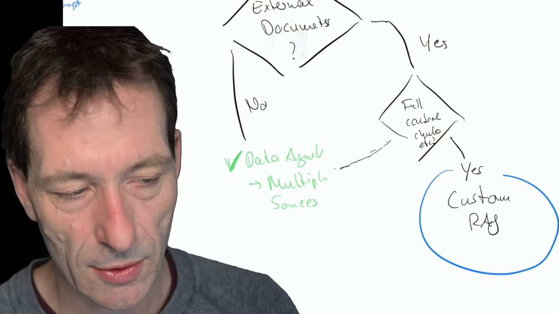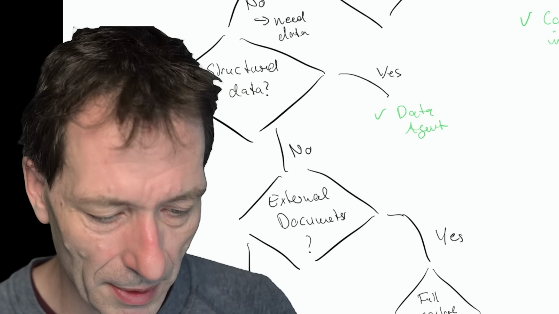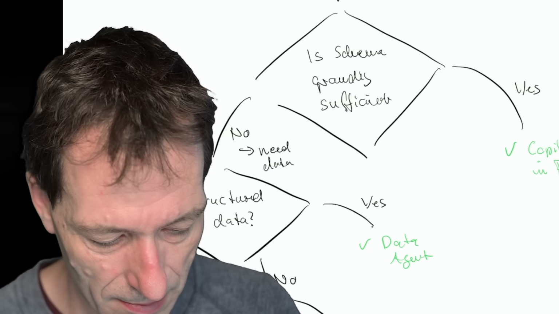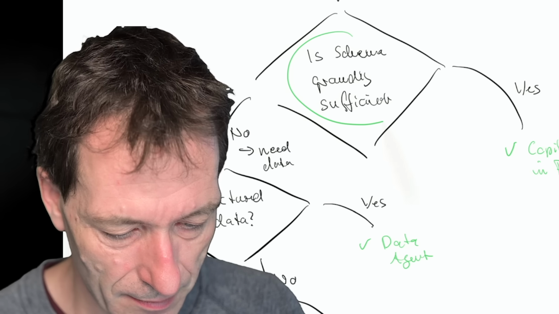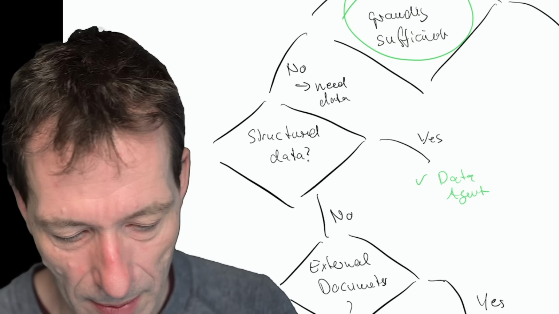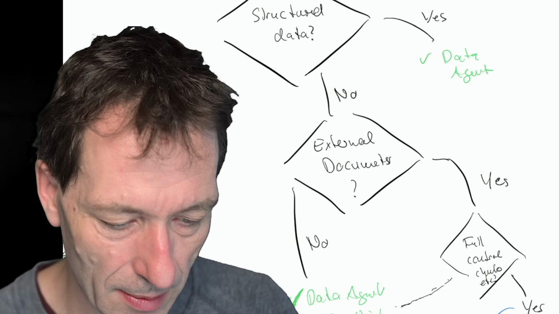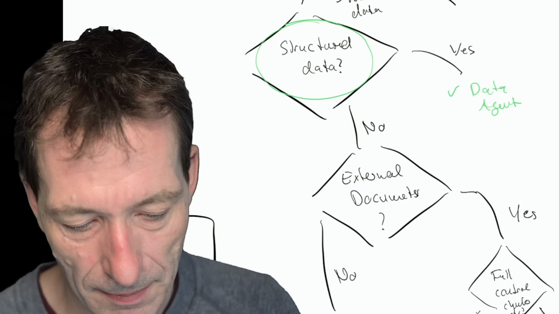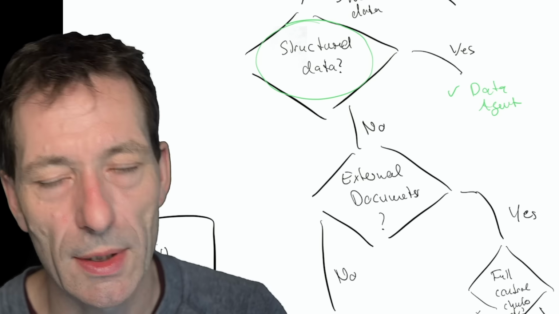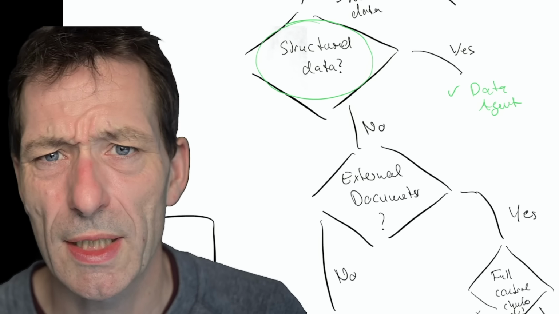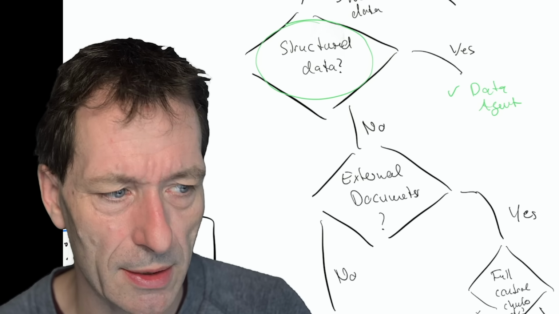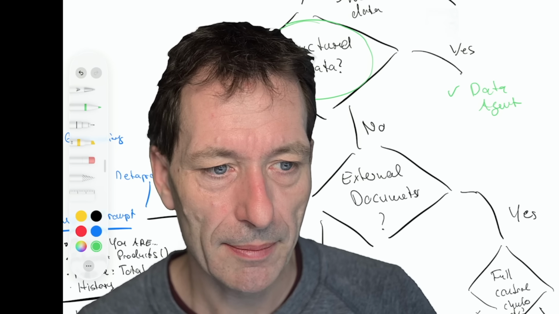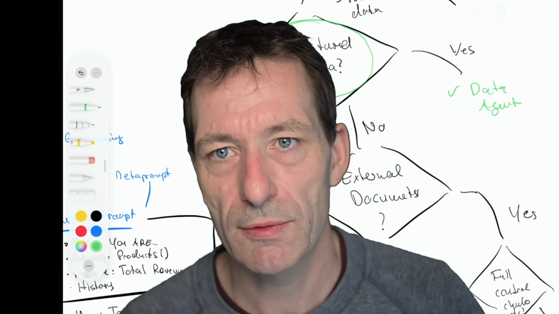Well, that's like the decision flow. But basically, you see the main question is, is schema grounding sufficient? Most probably not in Fabric. And the next important question is, do we have only structured data? Then you are on the data agent side. And I would expect that most data in Fabric as of today is very well structured. So you will deal most probably with structured data.